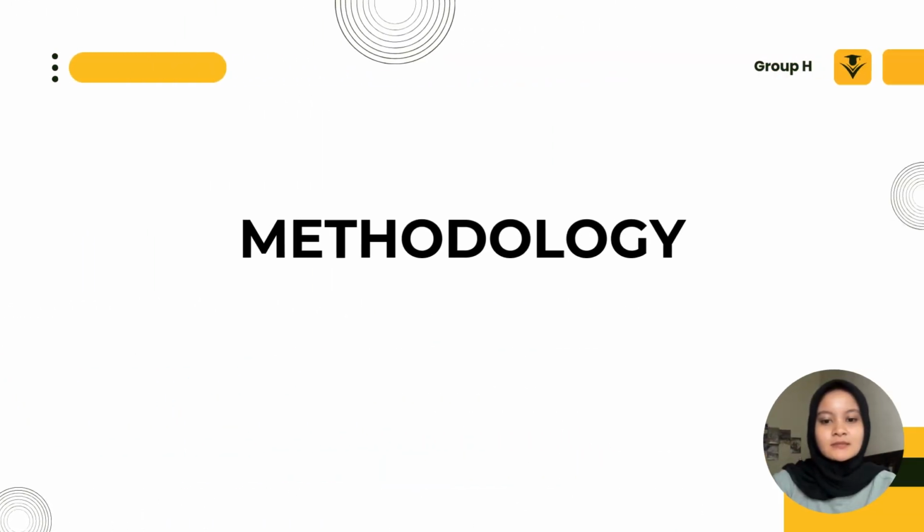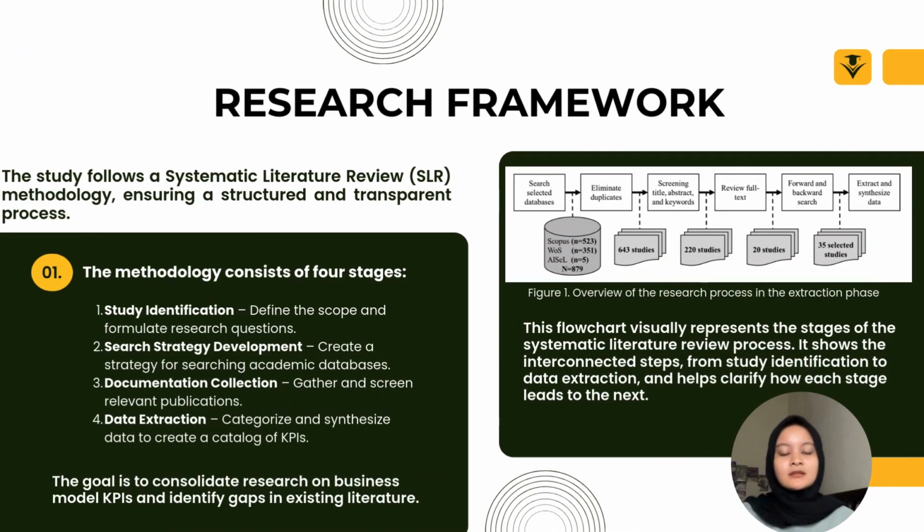So moving to the next one, which is methodology. In the research framework, the methodology consists of 4 stages. There is study identification, which defines the scope and formulates the research question, and the second one is research strategy development, which creates a strategy for searching academic databases. The third one is documentation collection, which gathers and screens relevant publications, and the last one is data extraction, which categorizes the data to create a catalog of KPIs.